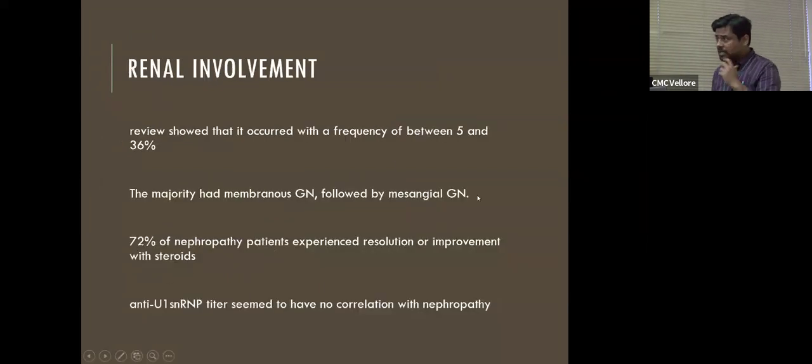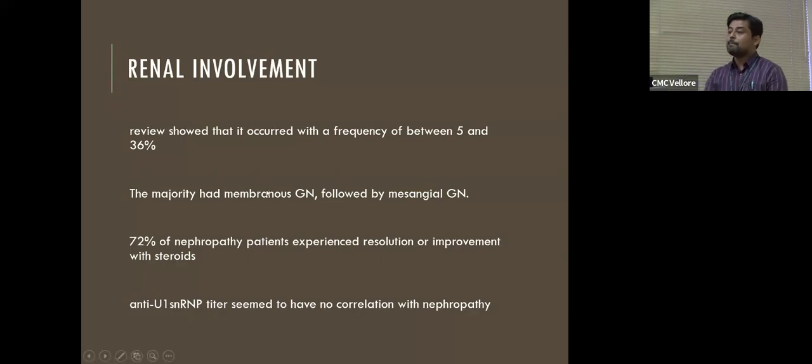Renal involvement was classically thought to be absent in mixed connective tissue disorder, but almost 5 to 36% of patients in different studies have renal involvement. But you should remember, the renal involvement is usually not proliferative. It will be mostly proteinuria, and some mild cells may be there. But usually glomerular hematuria and hypertension we do not see in MCTD.